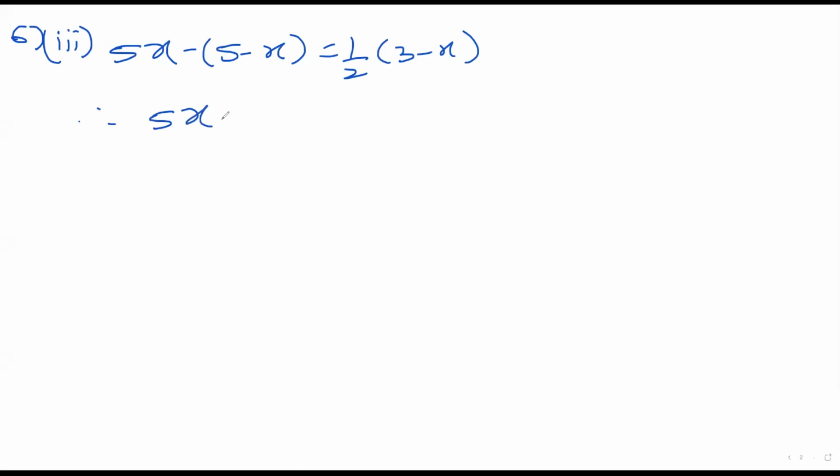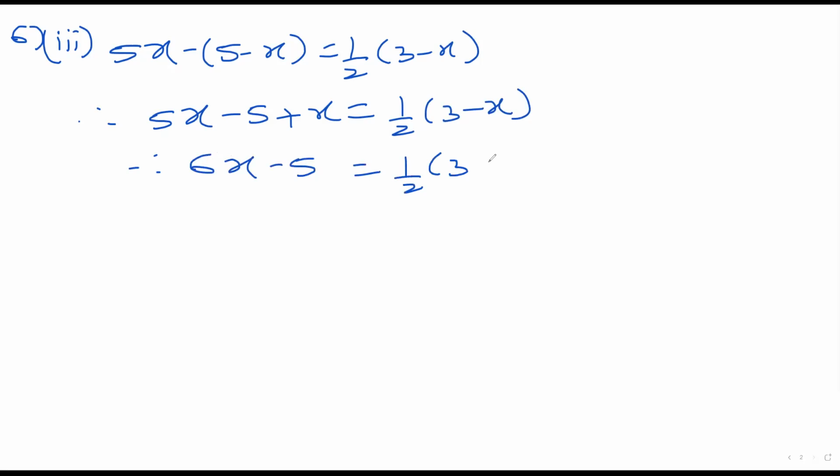Question 6, third part. We have 5x minus into bracket 5 minus x, correct, is equal to half of 3 minus x. Is that correct? So now again, fortunately, we have only one variable, one equation. So what should be done? First of all, open these brackets. You get 5x minus 5 plus x, right, is equal to half into bracket 3 minus x. So in fact, you get 6x minus 5, okay, is equal to half into bracket 3 minus x.